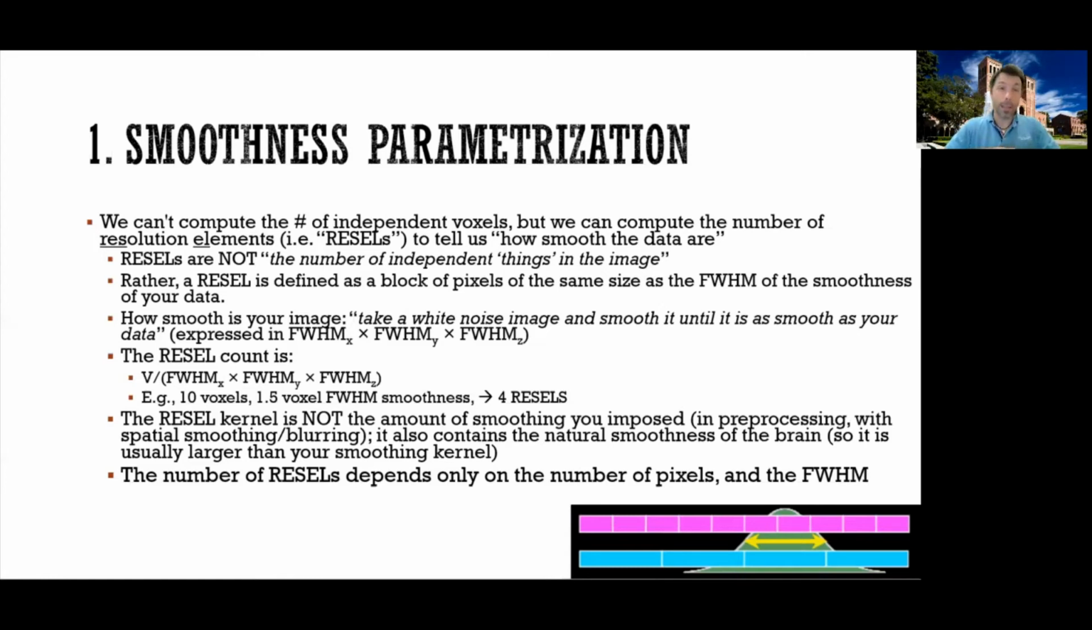So typically, the smoothness of your data is a little bit larger than the smoothness of the kernel that you used to smooth your data. So just don't get tricked into thinking that the smoothness of your data is the same thing as the kernel that you used to smooth your data during pre-processing. And finally, do notice that the number of results really only depends on how many voxels you have and the size of the smoothness of your data.